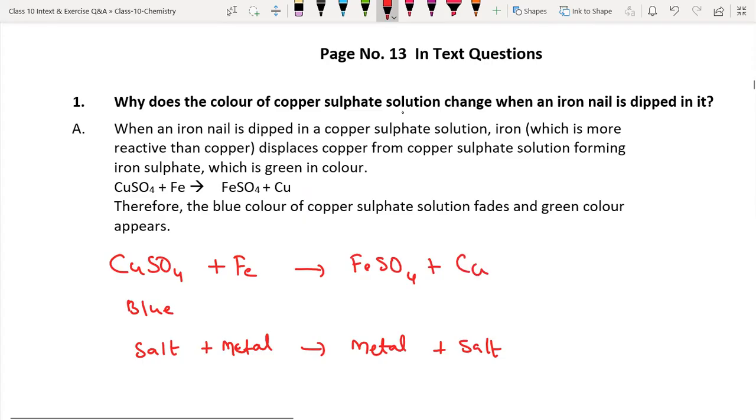Now why does the color of copper sulfate solution change when iron is dipped in it? Copper sulfate solution is blue in color. Iron is more reactive than copper, so it will displace it. Copper will be displaced from the copper sulfate and forms iron sulfate. That iron sulfate is green in color. So that is the color change you can observe. Therefore, the blue color of copper sulfate solution fades and green color appears. Remember this equation, most important.